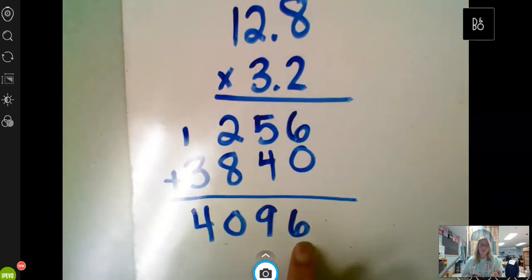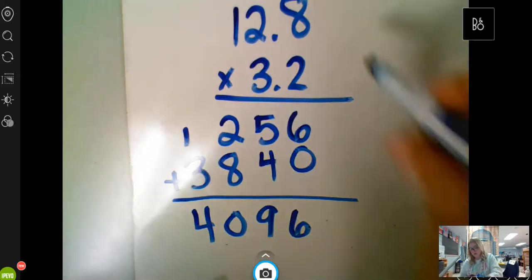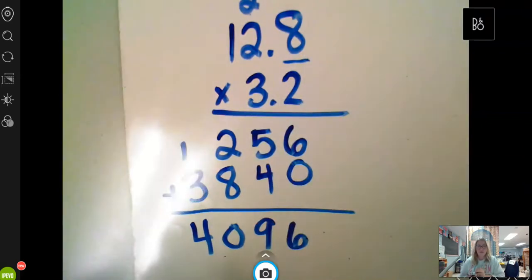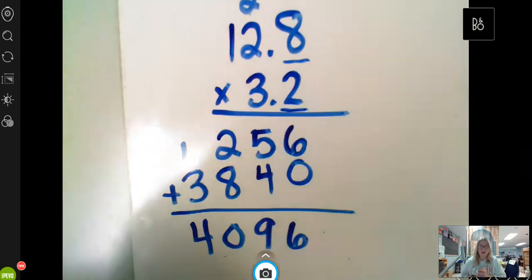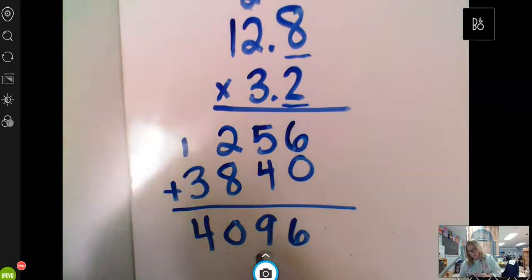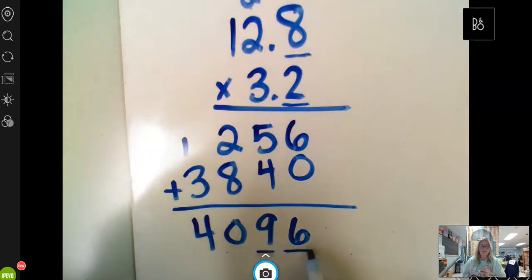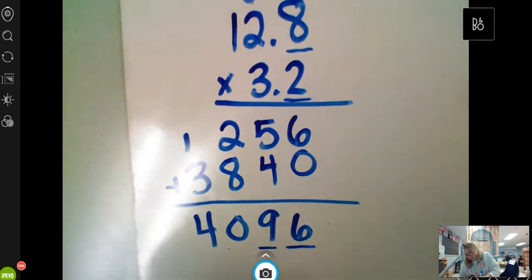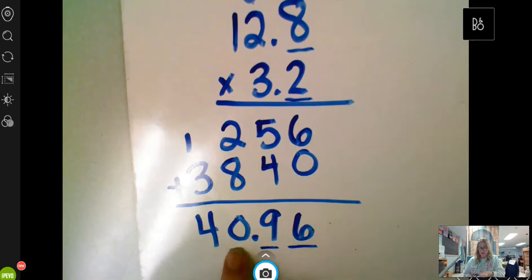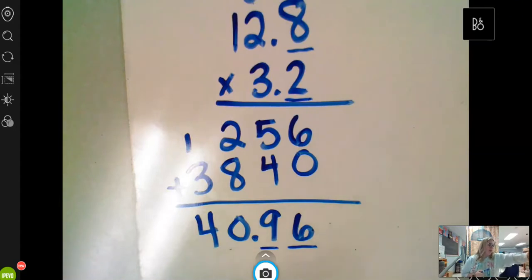But I'm not done because I have to put my decimal in this problem. So I had 1 place after the decimal in my first factor and 1 place after the decimal in my second factor. 1 plus 1 is 2. So I need 2 places after the decimal point in my product, which means my decimal should go in the middle. 40 and 96 hundredths.